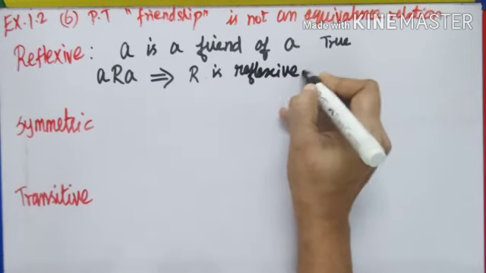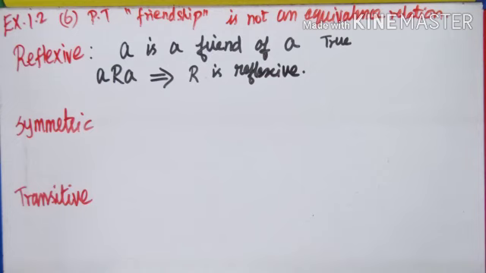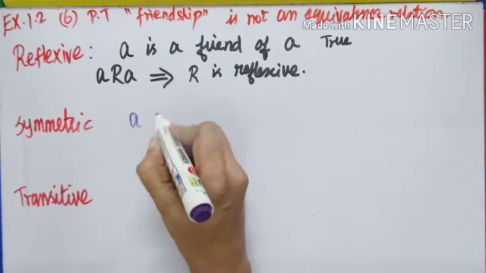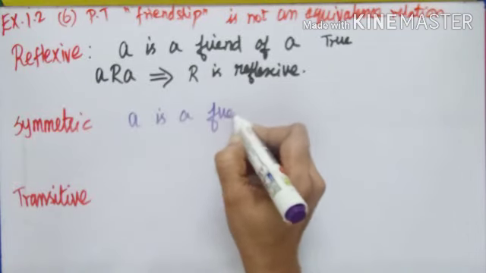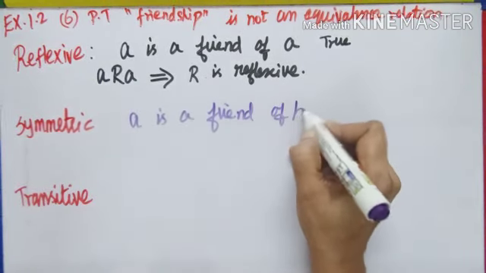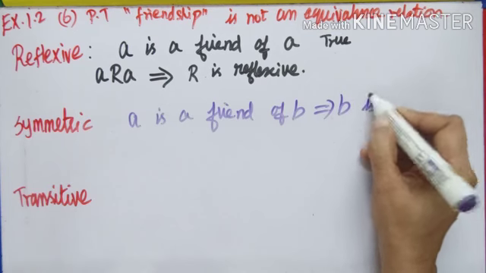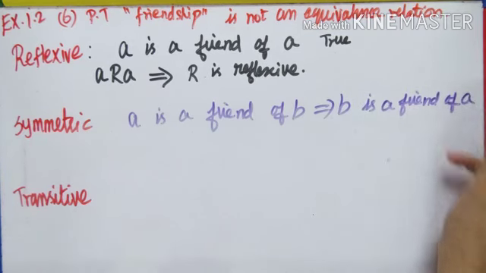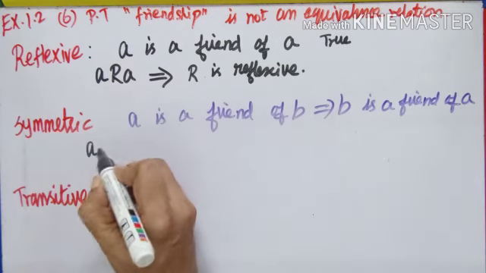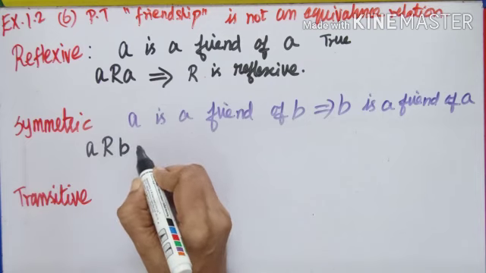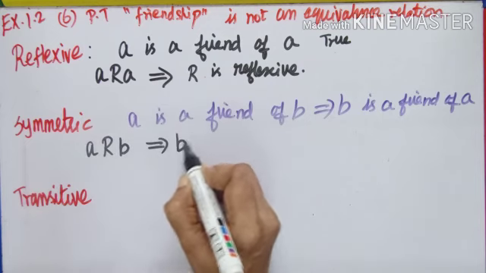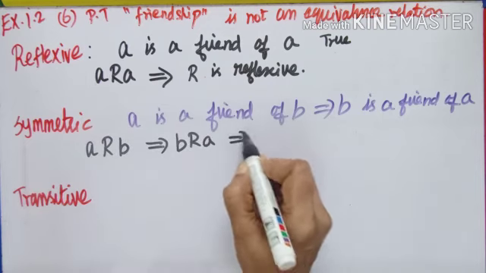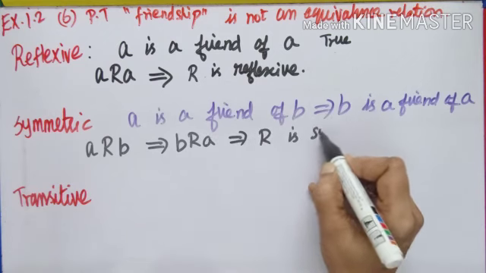The second idea, check whether R is symmetric. Take two friends. A is a friend of B implies B is a friend of A. So I can say A is related to B implies B is related to A. Therefore, R is symmetric.